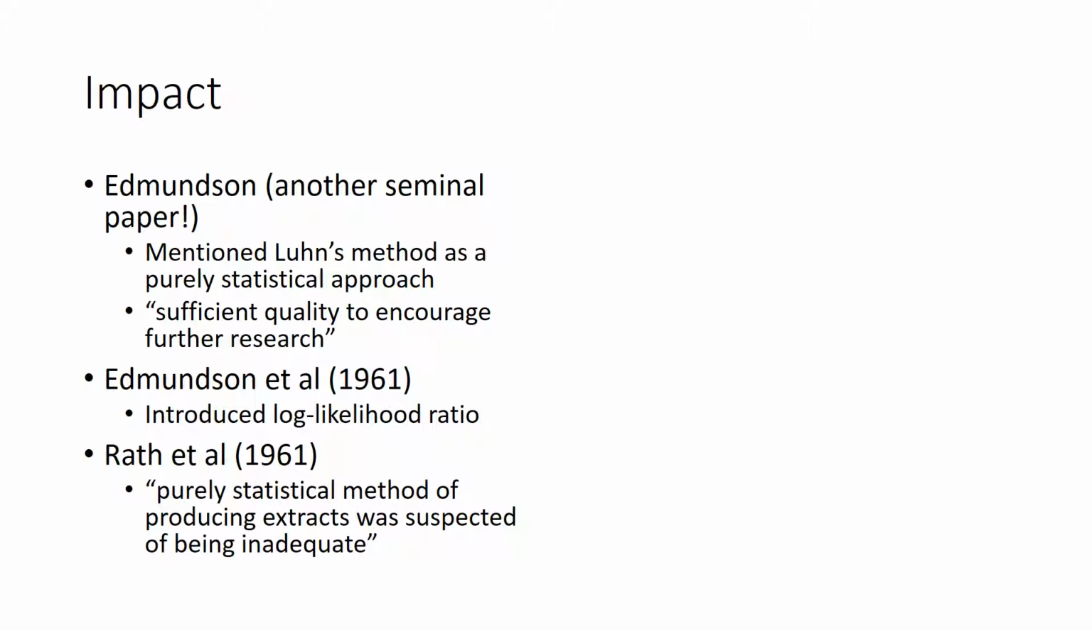So let's talk about the impact of the paper. Edmondson wrote another seminal paper that looked at different methods of making those summaries for articles, but it described Luhn's methods and felt that it was good enough in its quality to continue in furthering the research. Now again, their approaches are 100% statistical. So I start to notice there's a bit of a flaw in Luhn's methods here.